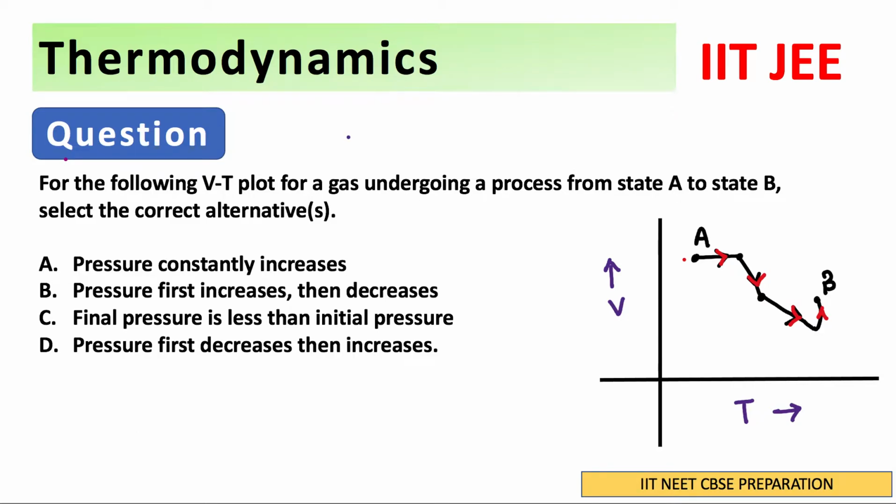Hello everyone. So let us take a look at this question. It says that for the following VT plot for a gas undergoing a process from state A to state B, select the correct alternatives. And what are the answers? Answers are pressure is constantly increasing, pressure first increases then decreases, final pressure is less than the initial pressure, and pressure first decreases then increases.